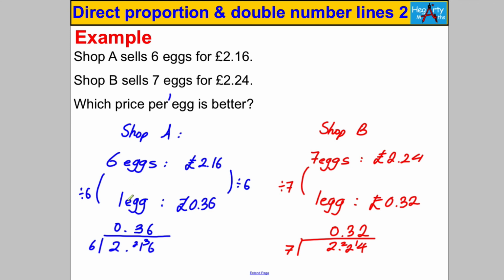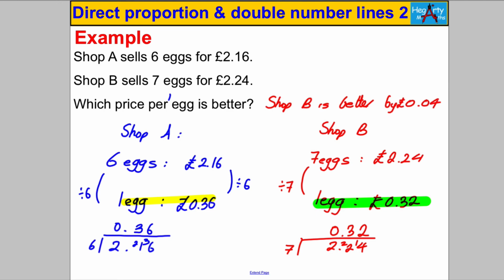And we can compare these. Here you get 1 egg for 36p, here 1 egg for 32p. The question was which price per egg is better? Well, shop B is better by 4p. And that's it, we're done.